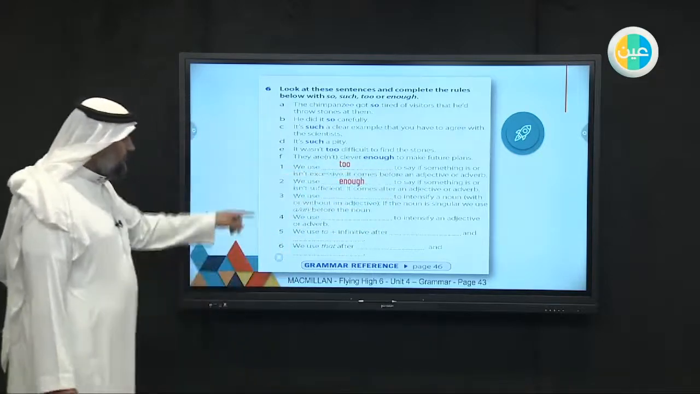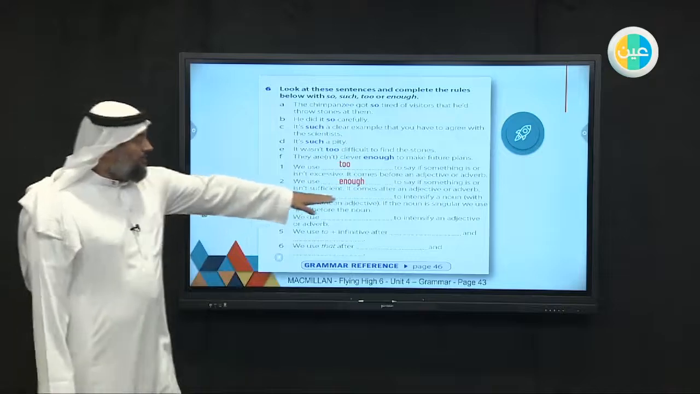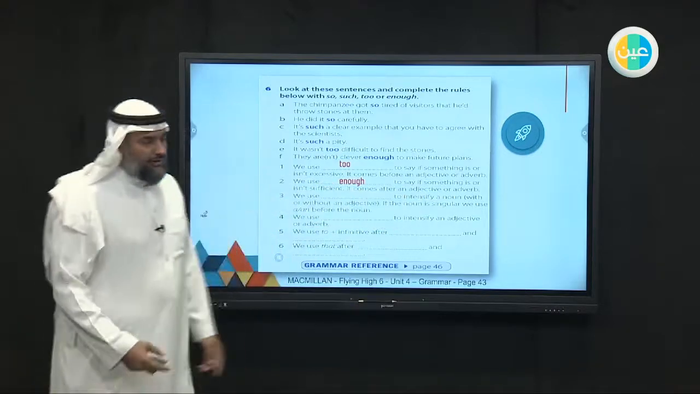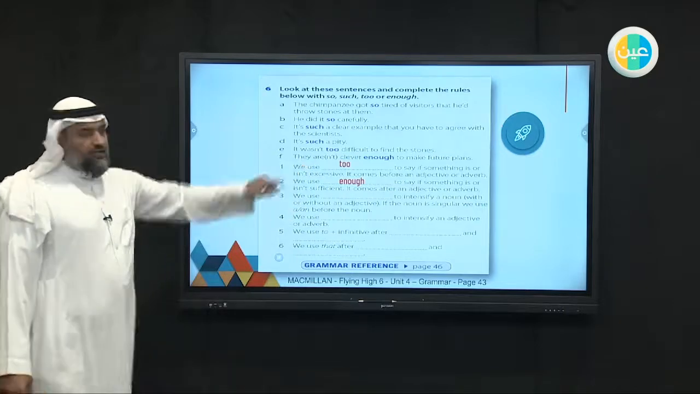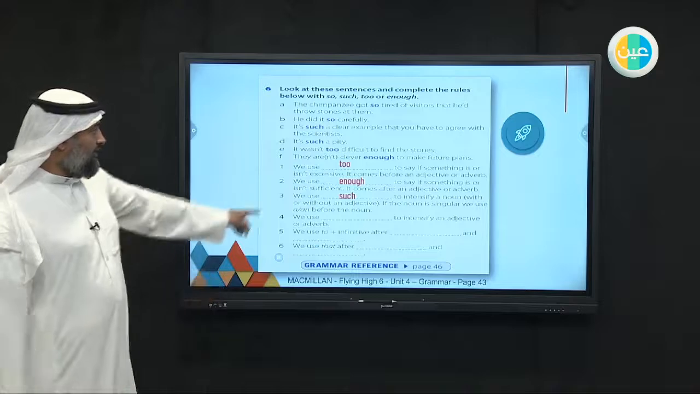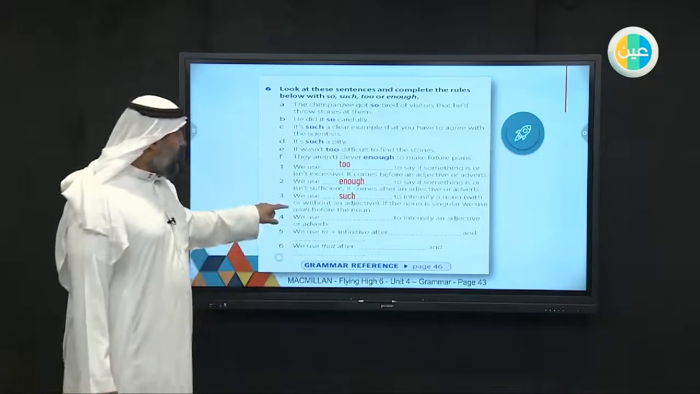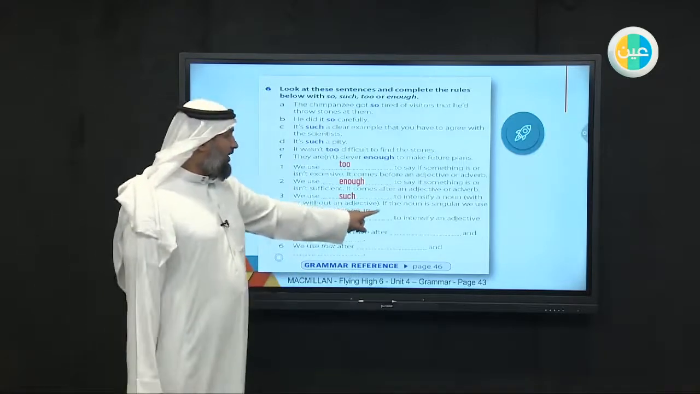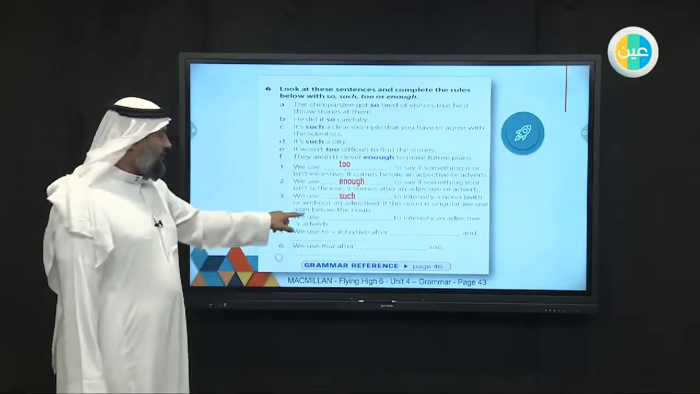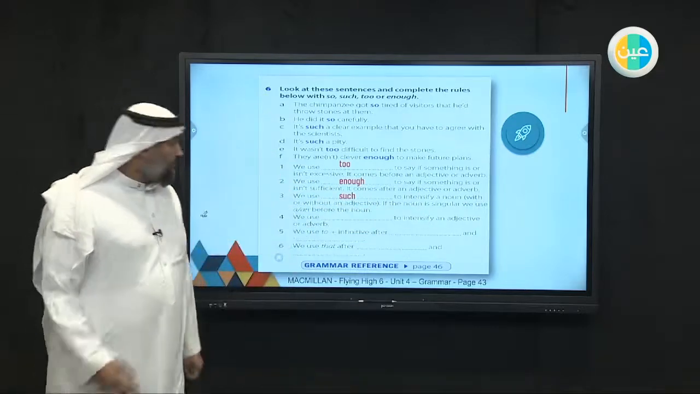Three. We use "such" to intensify a noun. Now in the previous one we use "too" to intensify an adjective or adverb, but this one is for a noun. What is it? Such, with or without an adjective. If the noun is singular, we use "a" or "an" before the noun.